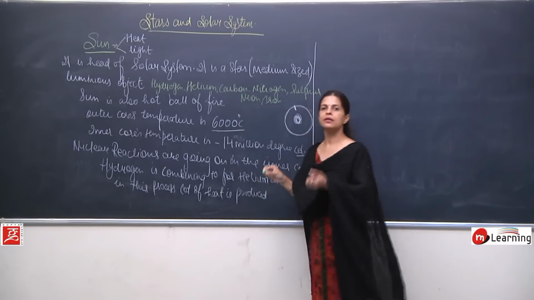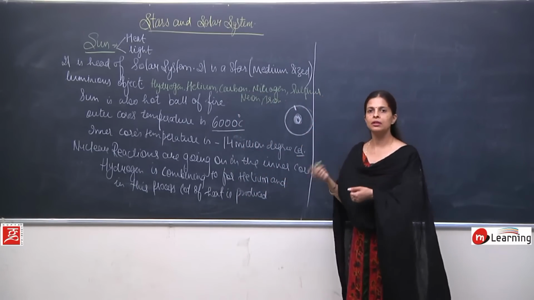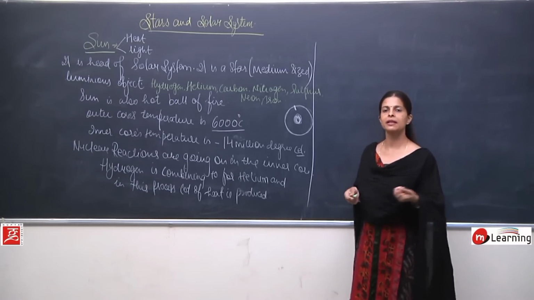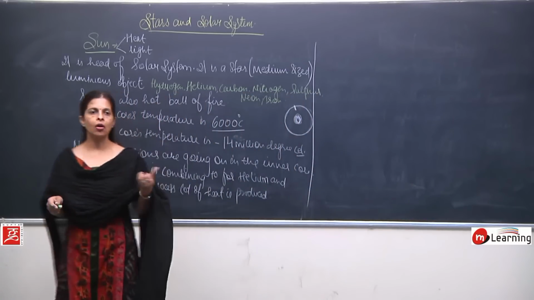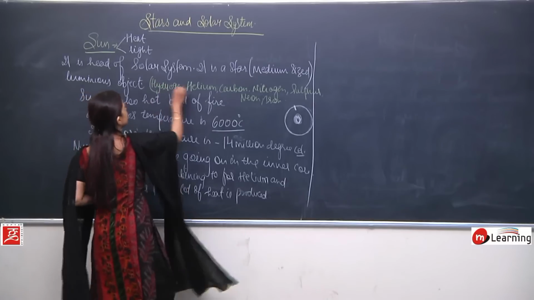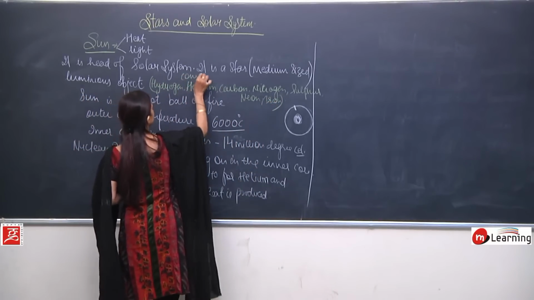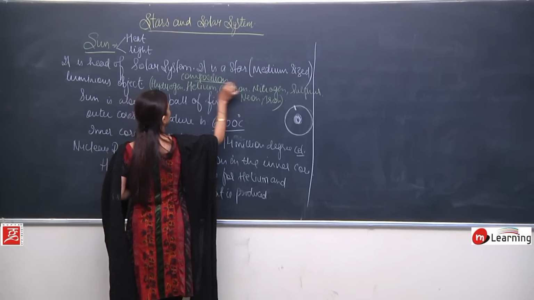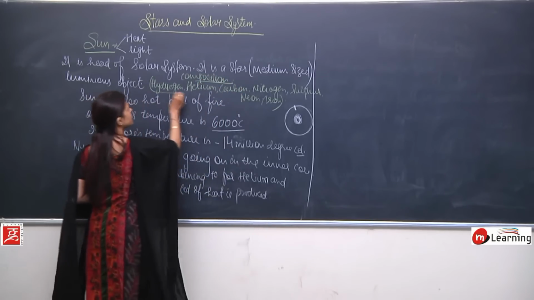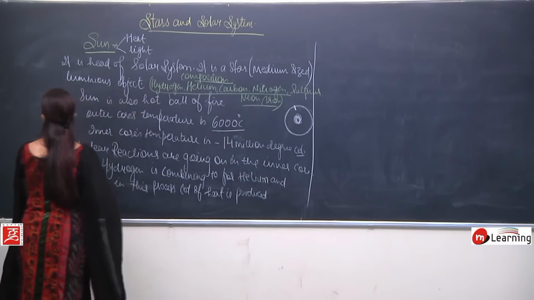All these form the sun. Definitely they have their own percentage. Some is present in high quantity, some in low, but these all make the sun. This is the composition of the sun. This all makes the surface of the sun.